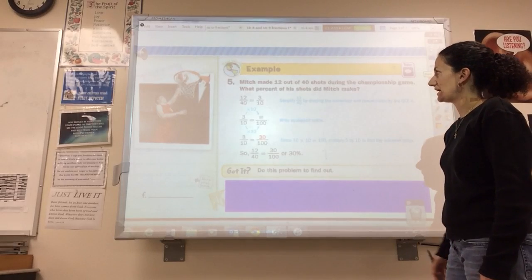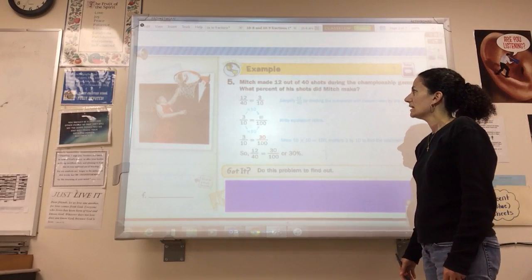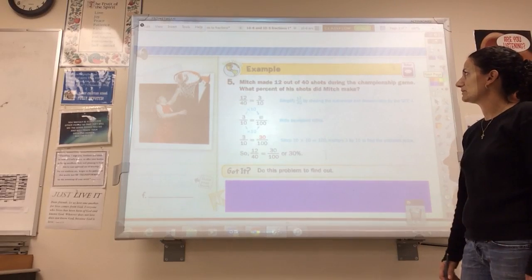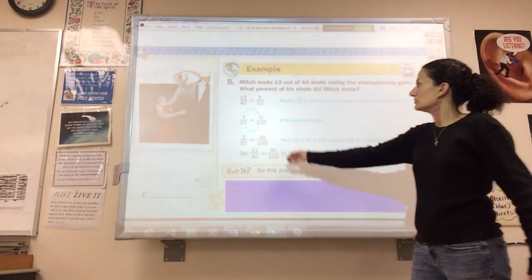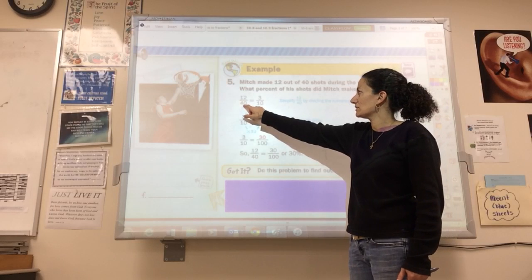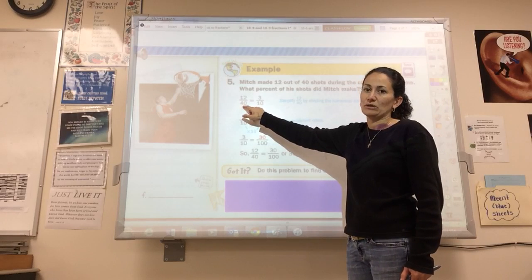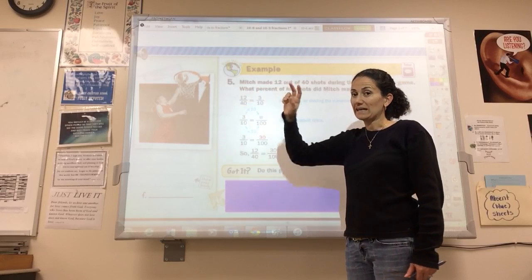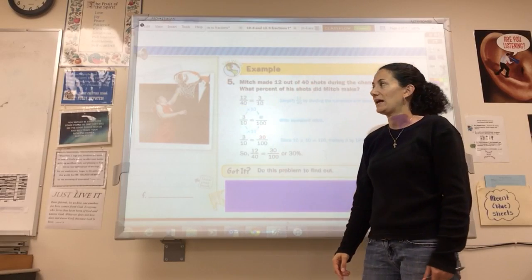Let's consider this example. Mitch made 12 out of 40 shots during the championship game. What percent of his shots did he make? So take 12/40. First, make sure the denominator isn't an easy one, such as 100 or 50 or 4 or 2. Second strategy is what we're talking about today.